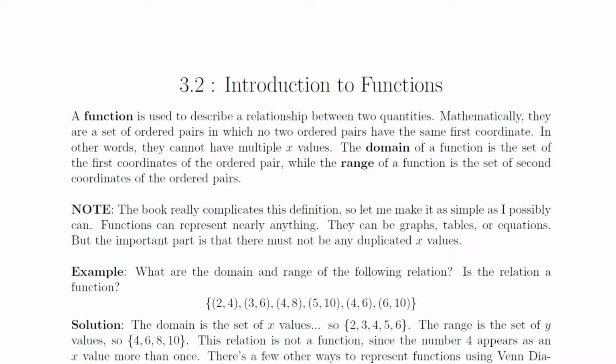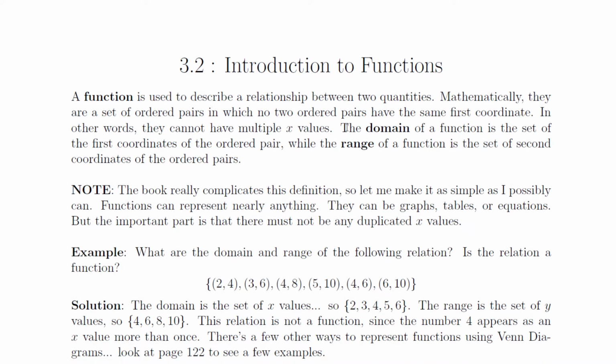A function is used to describe a relationship between two quantities. Mathematically, it's a set of ordered pairs or points. Remember, anytime we see ordered pairs, we think points, in which no two ordered pairs have the same first coordinate. The domain is the set of all the x values, while the range is the set of all the y values. We're going to work on examples that deal with all of these, so just bear that in mind.